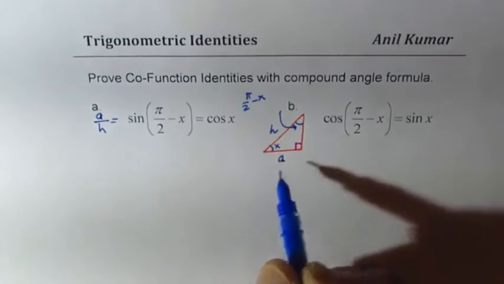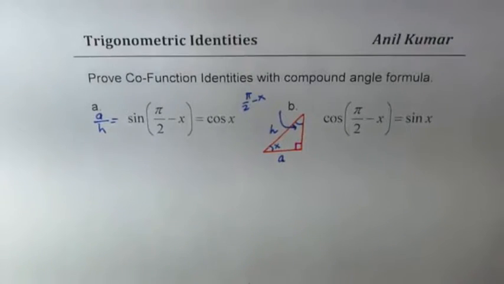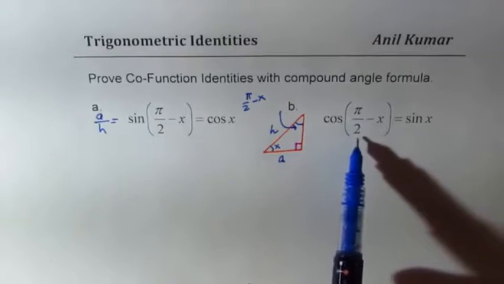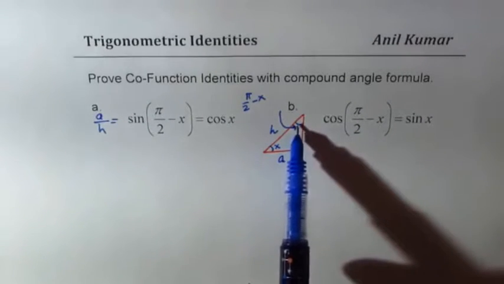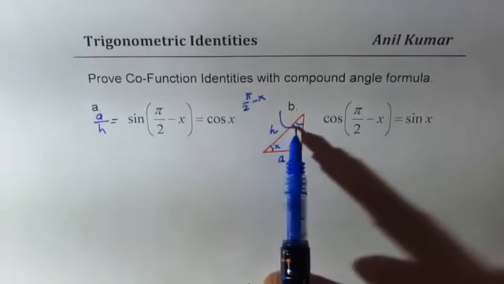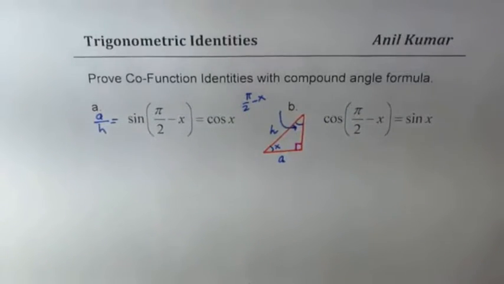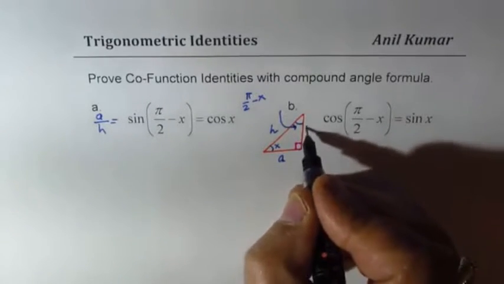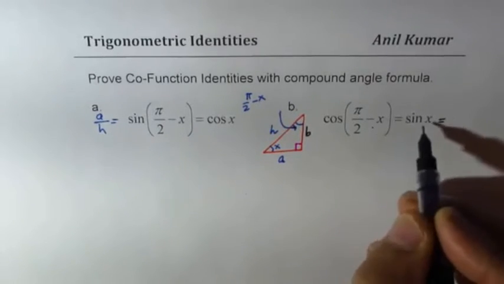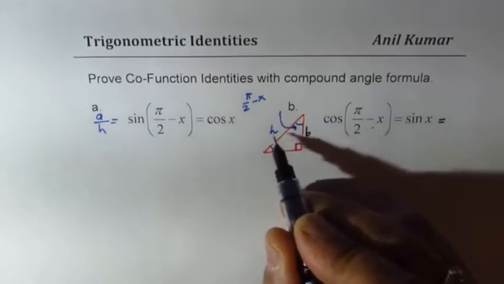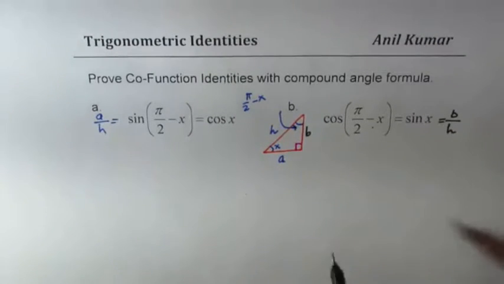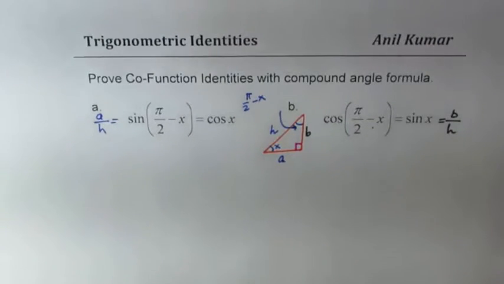So it's a very simple proof if you consider one triangle. Similarly, if you look from here, cos of pi by 2 minus x means you're looking from that angle. And in that case, let me call this side B. So cos of pi by 2 minus x is equal to sine of x, which is opposite over hypotenuse, B over hypotenuse. Do you see that? Both are same. So from a right triangle, it is very evident.